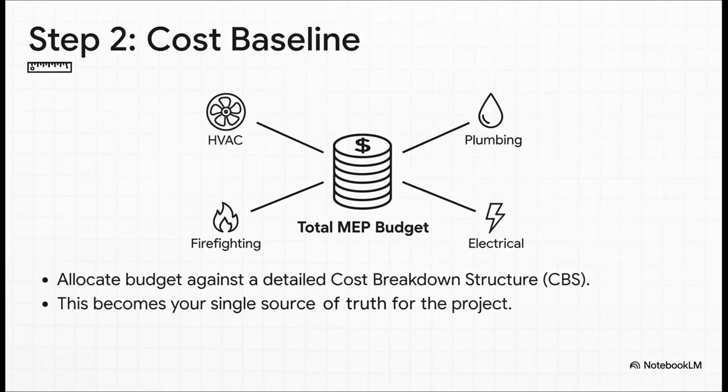All right, next up is the cost baseline. And honestly, this might be the most important document you create. You're going to take that total MEP budget and slice it up line by line for every single system. HVAC, plumbing, electrical, the works. This document becomes your roadmap. It's the yardstick you'll use to measure every single cost from here on out. Simple, right? You can't control what you don't measure.